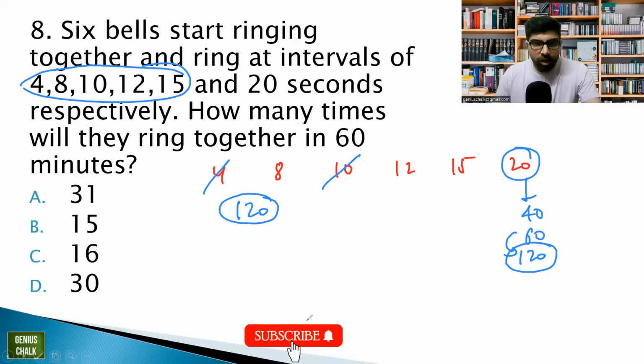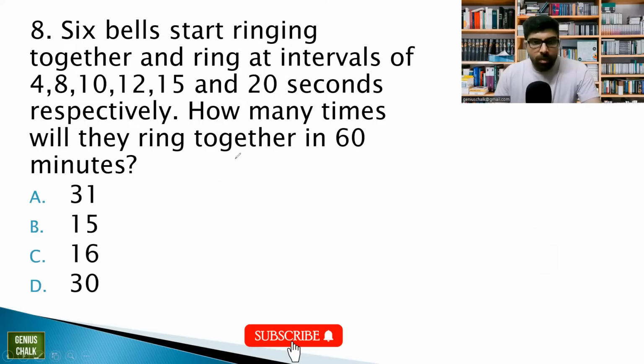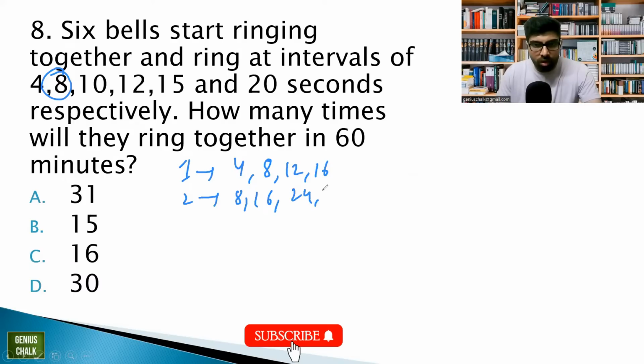Now again, the concept via LCM, the same thing. The bell which rings just after every 4 seconds will ring like this: 4, 8, 12, 16. The second bell will ring like 8, because it keeps an interval of 8, so 8, 16, 24, 32. Then the third bell is after 10, so 10, 20, 30. I hope you're getting it. So their simultaneous meeting would be at the LCM.